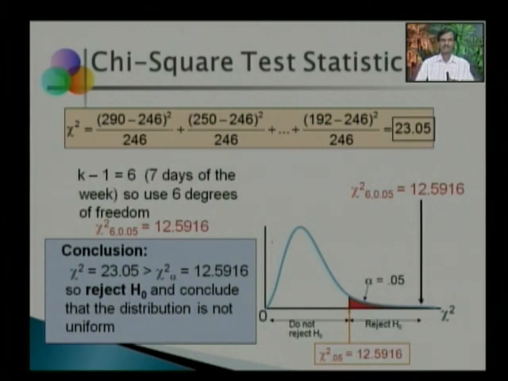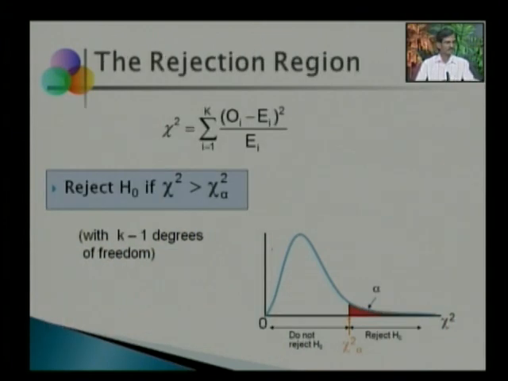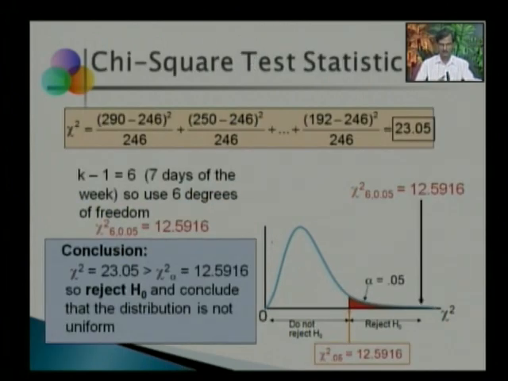By using the test statistic, summation of (Oi minus Ei) squared upon Ei, with i from 1 to k, one can calculate the value of the statistic, that is chi-square, and that is 23.05. Here k is the number of categories, so there are 7 days of the week, and the degrees of freedom is k minus 1.